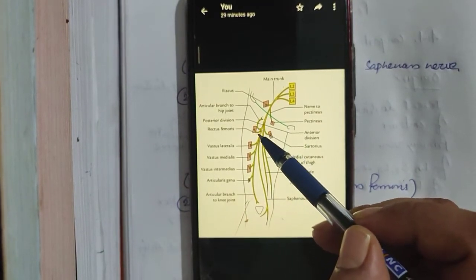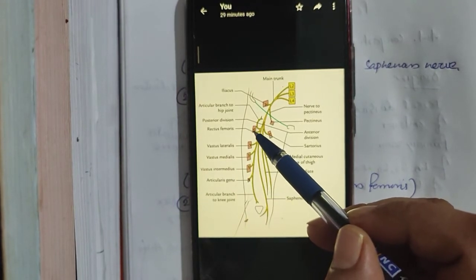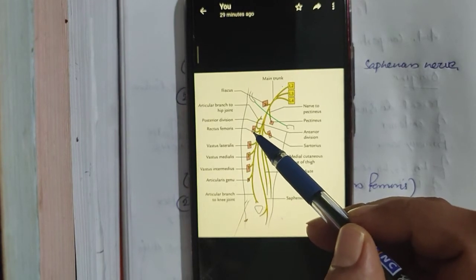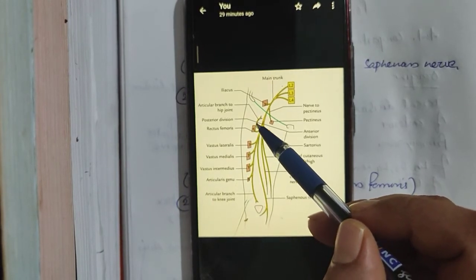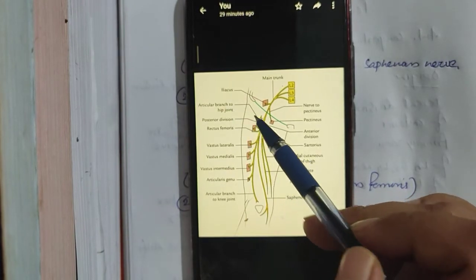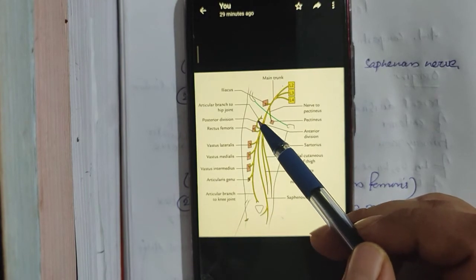Then these are the muscular branches, which supply the rectus femoris muscle. This is rectus femoris. It is also called the nerve to rectus femoris, and from here it also gives an articular branch. That means this is the articular branch for the hip joint, and it is also called the nerve to the rectus femoris.